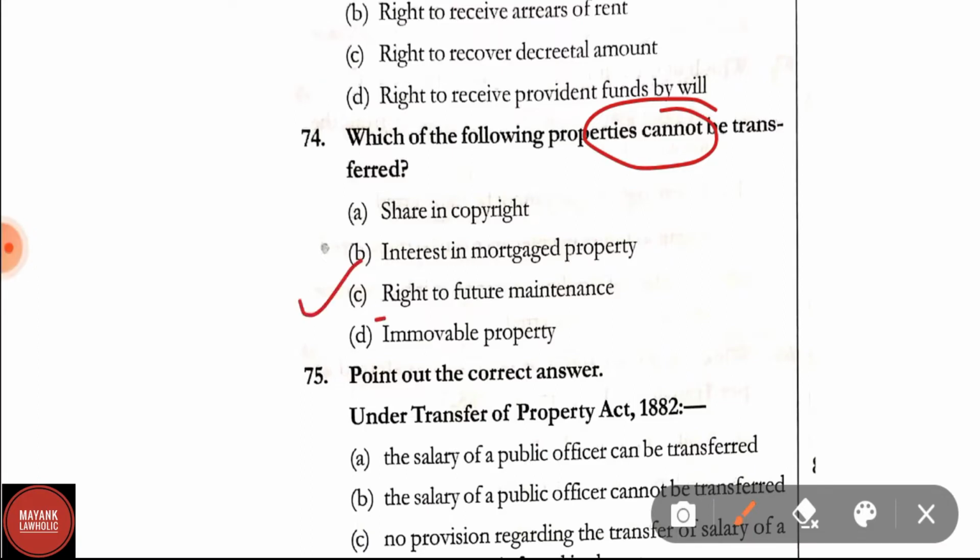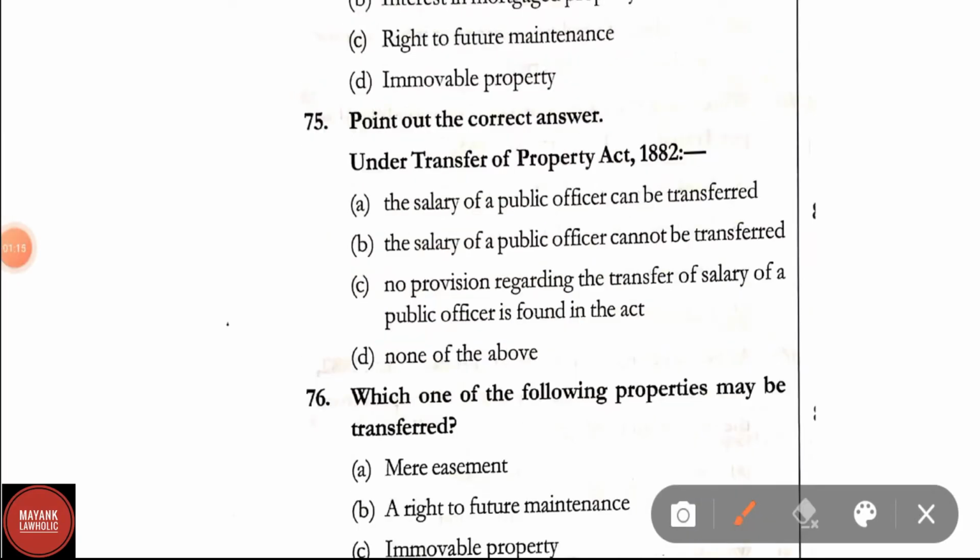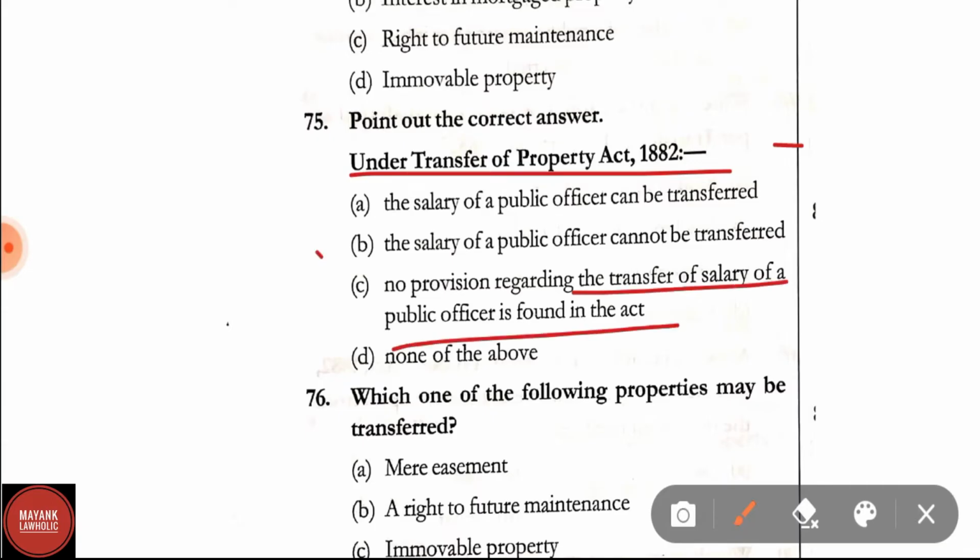Correct answer is option C. Right to future maintenance cannot be transferred. Question number 75. Point out the correct answer. Under the Transfer Property Act 1882, the salary of the public officer can be transferred. The salary of a public officer cannot be transferred. No provisions regarding the transfer of salary of a public officer is found in the Act. None of the above. Here correct answer is option B, that is the salary of public officer cannot be transferred.